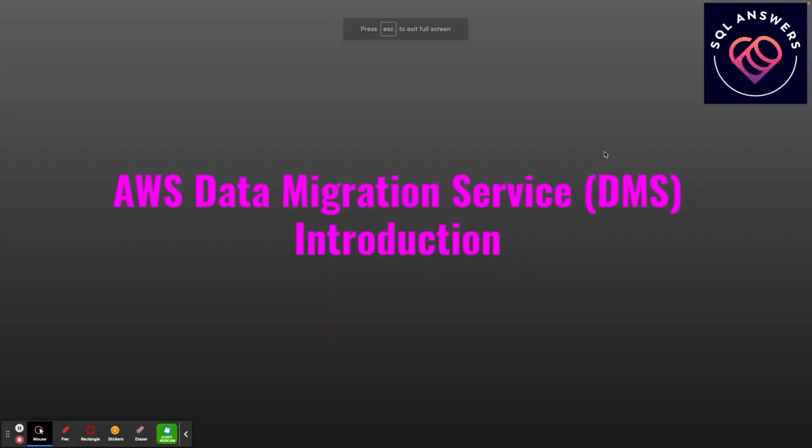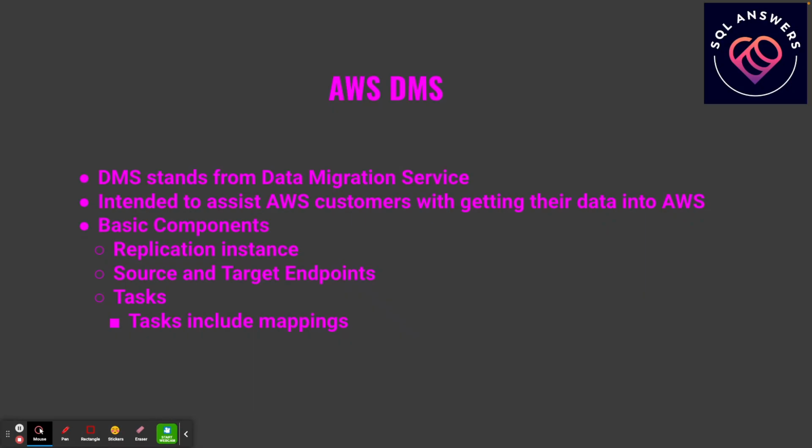In today's video, I wanted to go over the AWS Data Migration Service and give a basic introduction of this service. So, DMS stands for Data Migration Service, and it was really intended to assist AWS customers to bring data into AWS. So, you've got your own database on-prem. You need connectivity into AWS, and you set up this replication to move your data into AWS and keep ongoing changes there so that when you cut over, everything works.